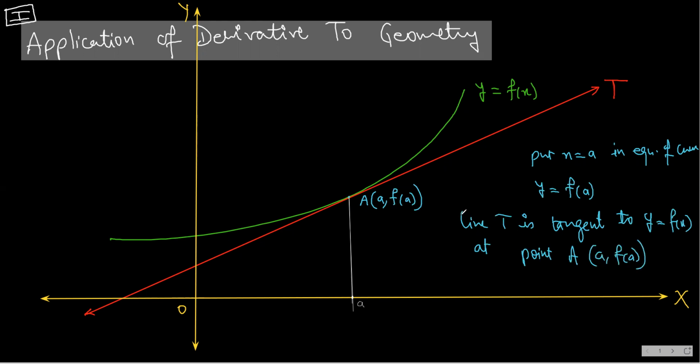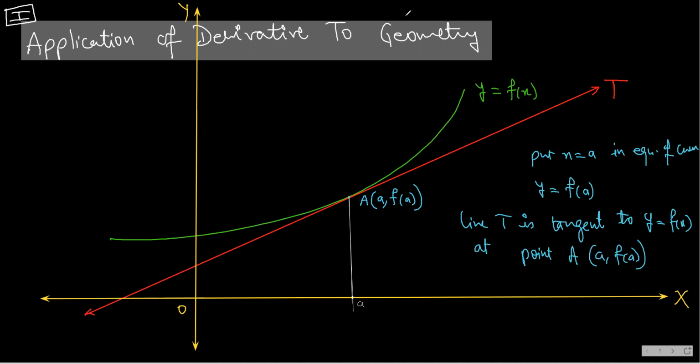See students, what I have. I have a curve y equals f of x, and I have a tangent to the curve at point A. I know the coordinates of point A.